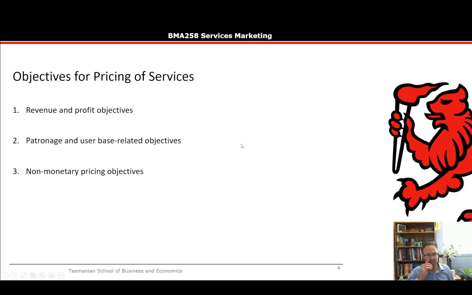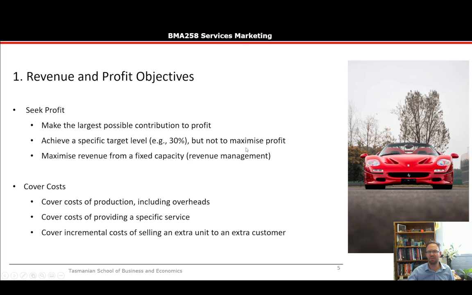So let's first of all look at the three main objectives for pricing of services. They're not really objectives, they're more groups of objectives. So the first one is revenue and profit objectives. Second one is patronage and user-related objectives, and the third group is the non-monetary pricing objectives. So let's look at revenue and profit.